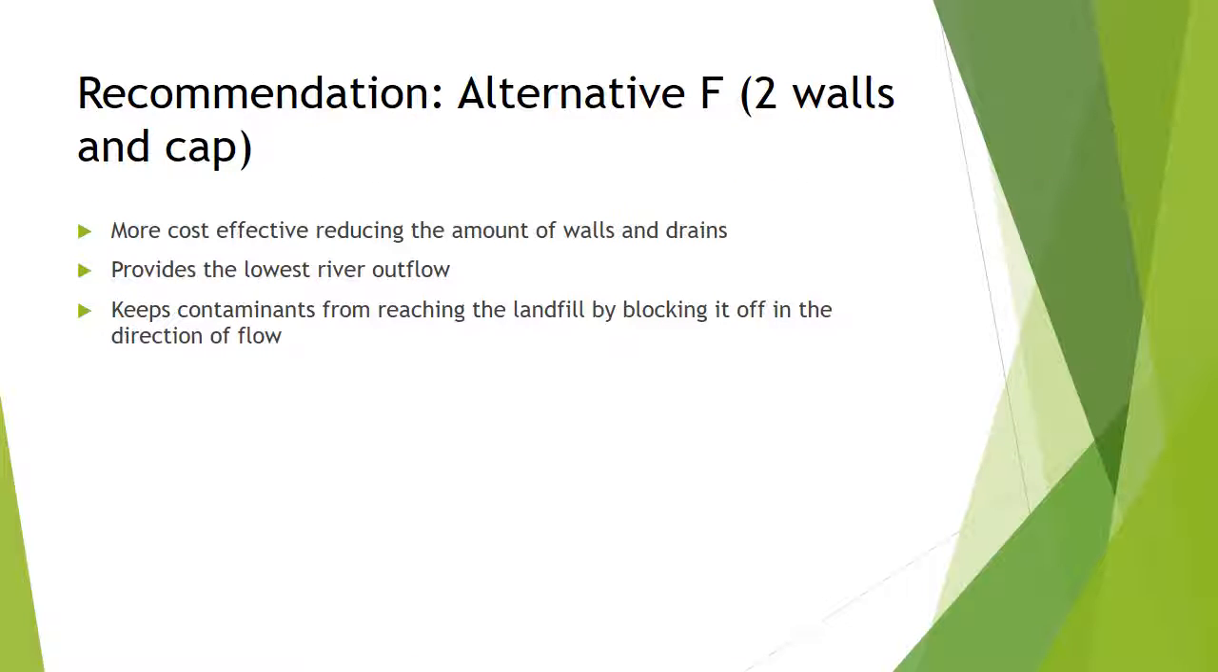So our preferred alternative is alternative F, which was the 2-wall and cap system. If we're just comparing the 2 most effective alternatives, that would be this system and the fully walled, fully capped, and drain system. However, this alternative was more effective in reducing outflow to the river than that other alternative, and it would be cheaper since it doesn't have as many features. The reason this alternative was so effective is because it keeps contaminants from reaching the landfill by blocking it off in the direction of flow.